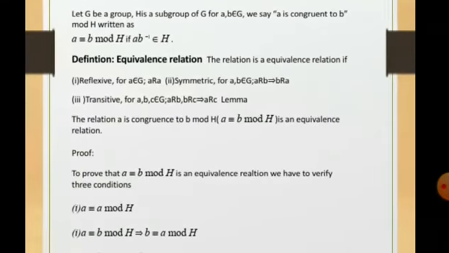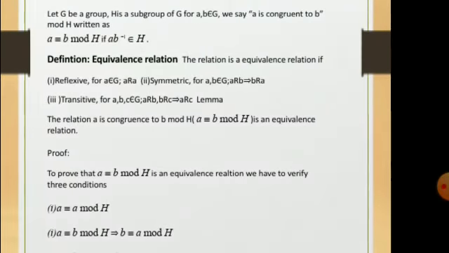Now let us see the definition for equivalence relation. The relation is an equivalence relation if it satisfies the three conditions: reflexive, symmetric and transitive. Reflexive is nothing but a is related to a. Symmetric, a related to b implies b related to a. Transitive, a related to b and b related to c implies a related to c.